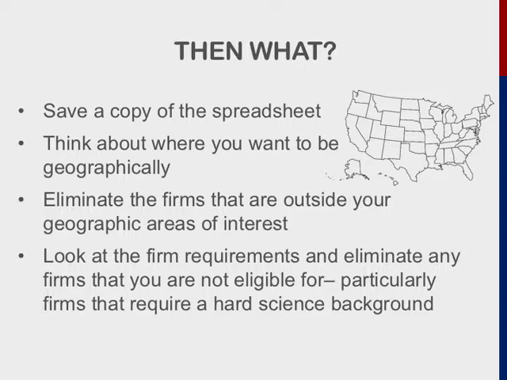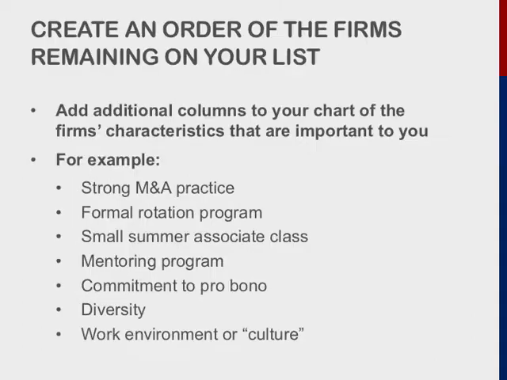Then look at the firm requirements. If you're not qualified to work at an IP-only firm, for example, remove those firms as well. Now you can add additional columns to your chart of the things that are important to you. For example, does the firm have a strong M&A practice, a formal rotation program? Is there a commitment to diversity? What is the firm culture like, etc.?